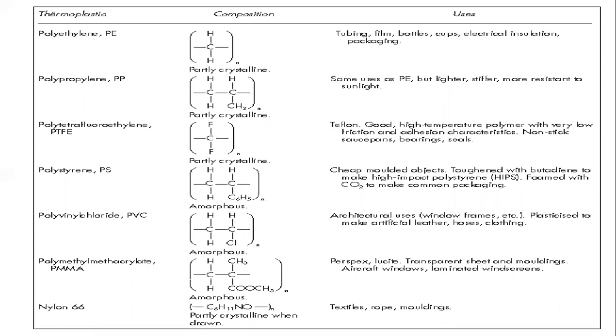So mainly used in the textiles. Nylon cloth is widely used in the textiles, and it is also used in the molding compositions. So these are the different types of uses from the thermoplastic resins.